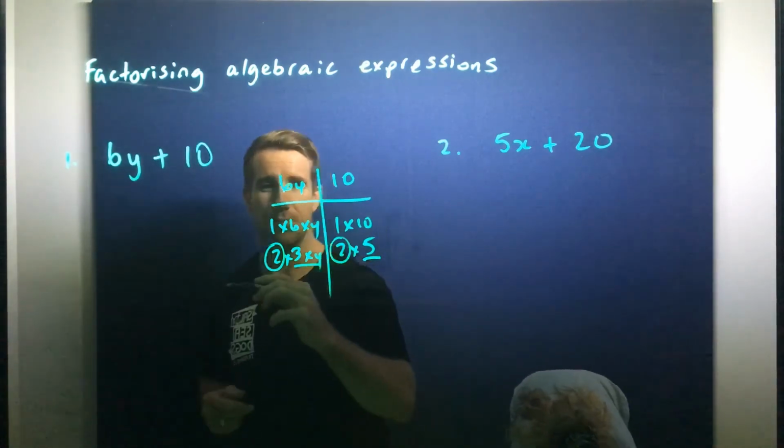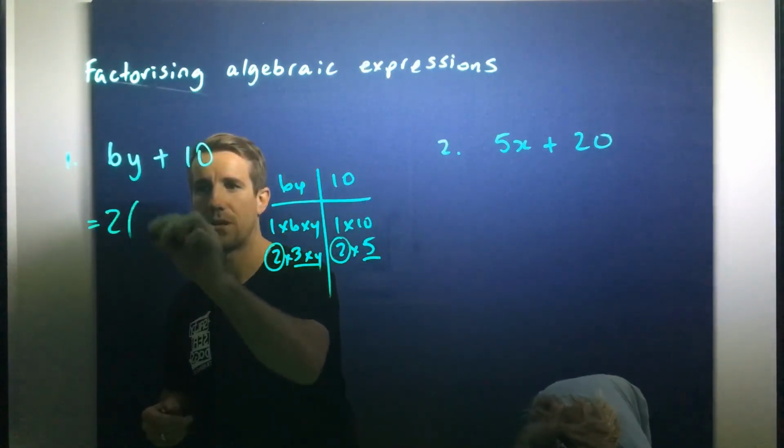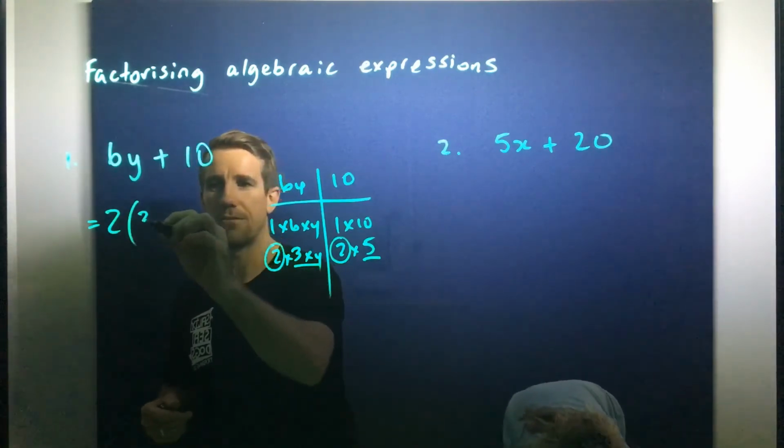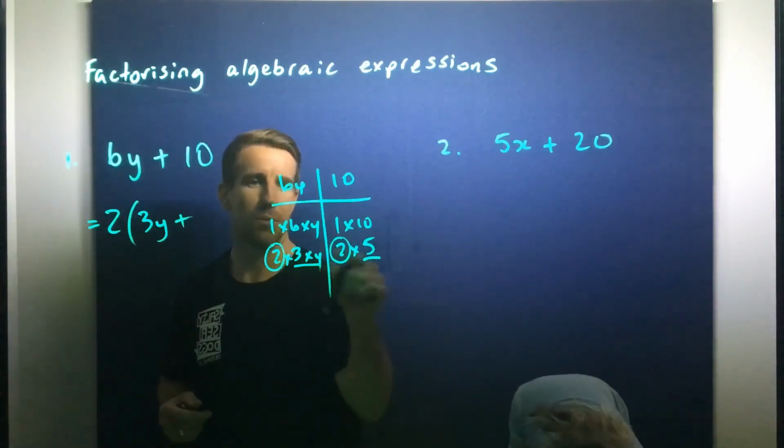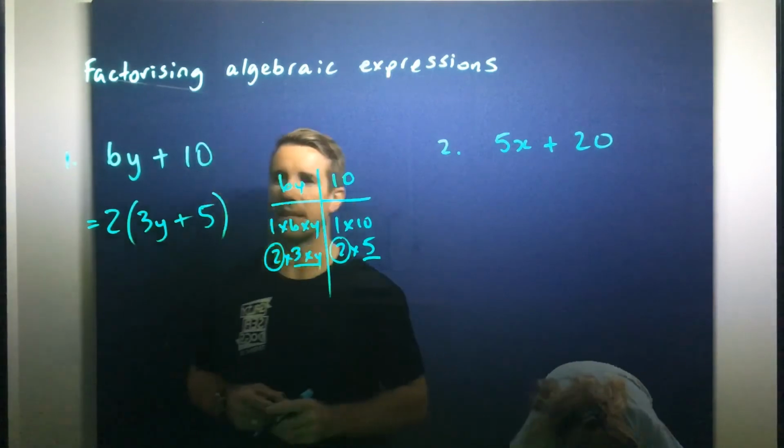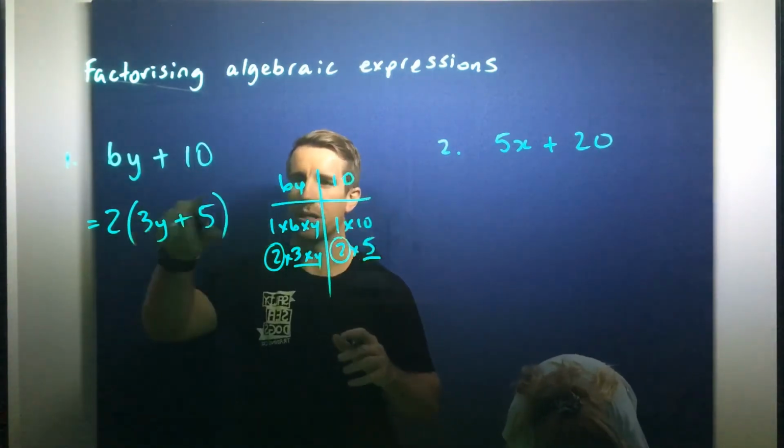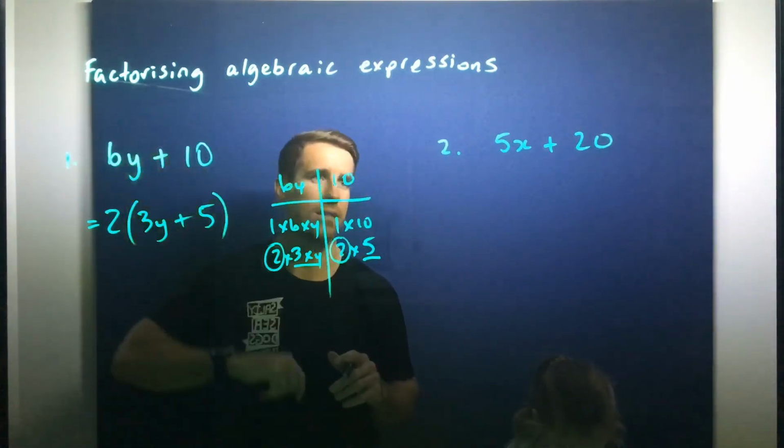Now that's our answer pretty much, okay? So 2 is going to be brought out the front. We have 3y as our first term, and we're going to have plus 5 as our second term there. Again, you can check your work by expanding to see if you get back to this first answer here.